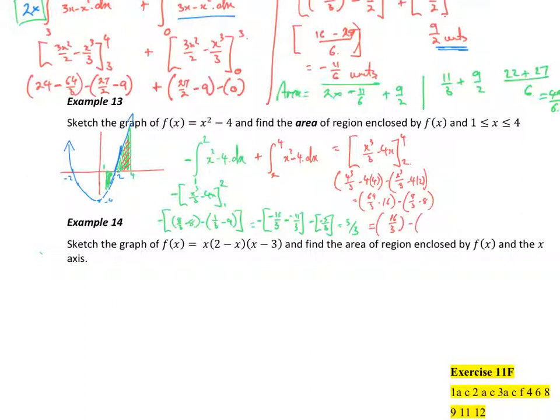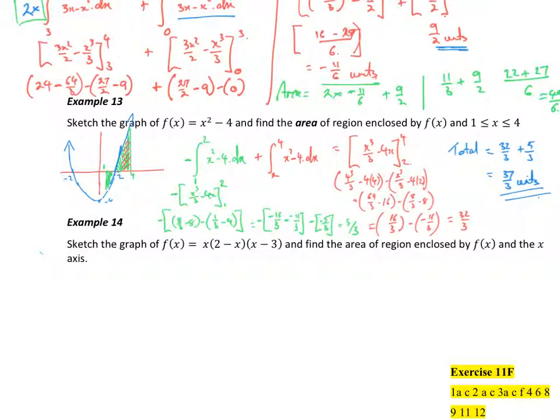Subtract 8 on 3 minus 24 on 3, which is negative 16 on 3. So we get 16 minus minus is plus, so we get 32 on 3 for that section. So then my total is equal to 32 on 3 plus 5 on 3, which is equal to 37 on 3 units.